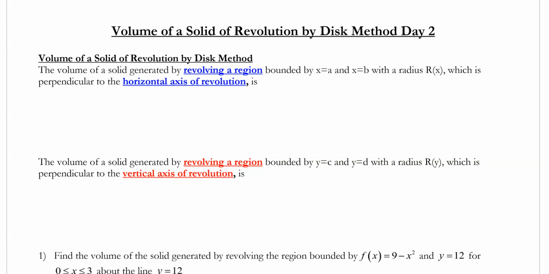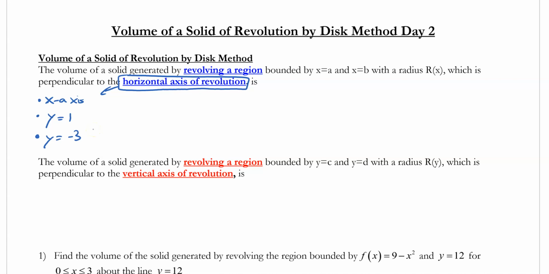So in this video, we're going to take what we did in our last section, which was volume by disk method day 1, and build upon that. In that section, we did revolving problems where we only spun regions around the x-axis or the y-axis. So now we're going to move that axis around. When we talk about a horizontal axis of revolution, we are referencing either the x-axis, for example, or maybe like y equals 1 or y equals -3. Those are all horizontal axes.